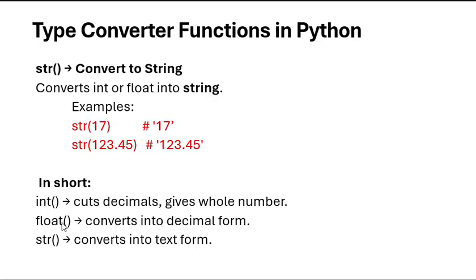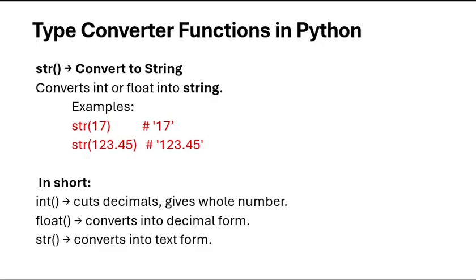In short, int cuts the decimal and gives the whole number. Got it? Whatever the decimal part is, it will cut it and give the whole number. And float converts into decimal form. If I have 17, it will convert to 17.0 and give the result. String converts into text form, that is, it will add the quotation marks. Very simple, right? If you remember this, it will be very easy to convert from one type to another type.